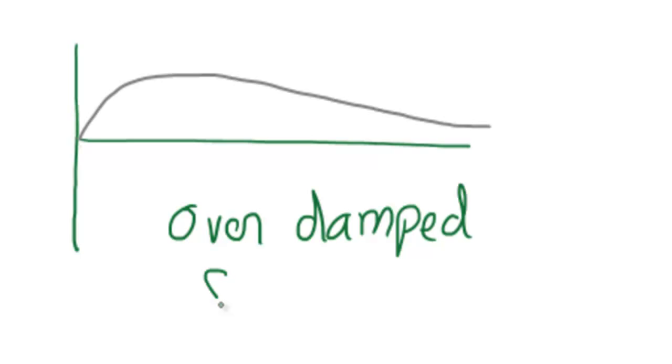In case of an overdamped system, delta will be more than 1. In this case, the current waveform is more or less the same as the critically damped system, but it takes more time than the critically damped system to reach 0. So it will also reach 0 at infinity.